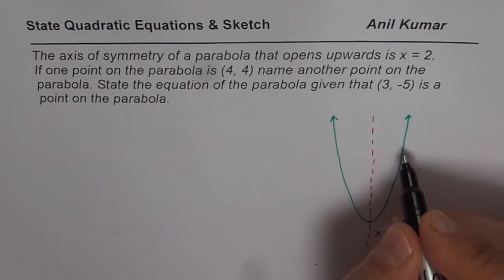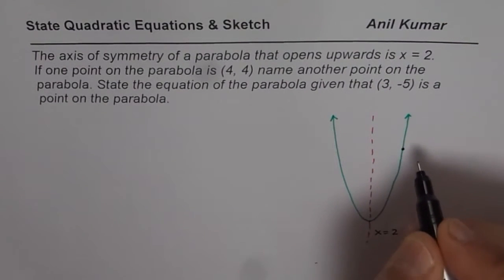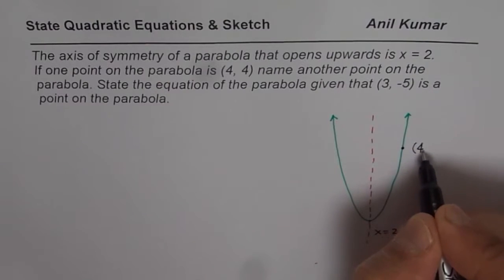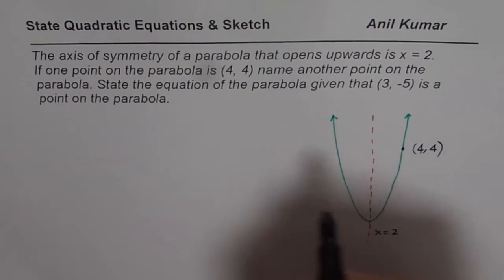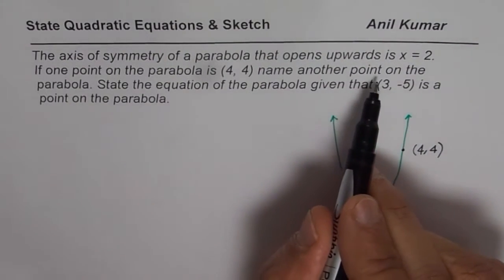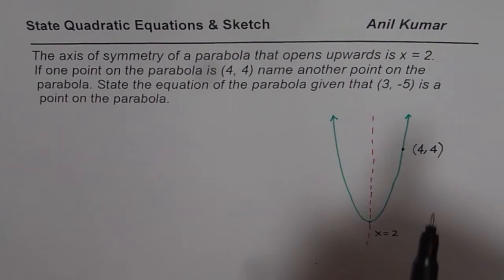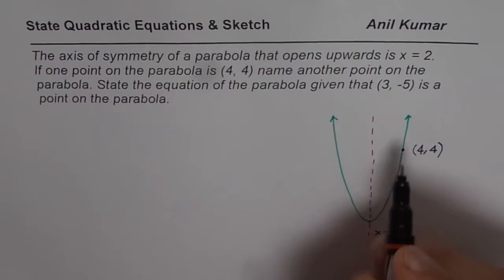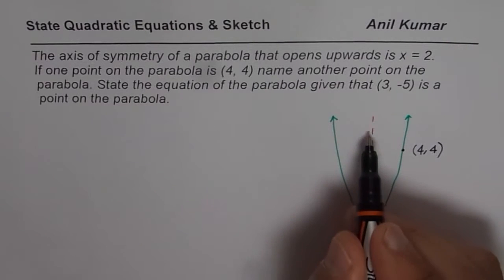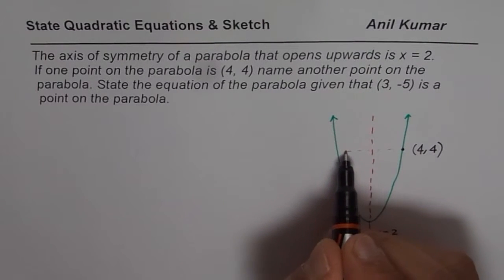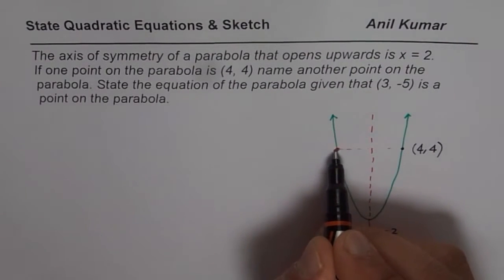So let us take a point here. Let us say this point is (4, 4), right? Now we have to name another point on the parabola. Why is this question being asked? This is what you should think about. Mainly because we are looking for a mirror image of this point. We are given the axis, so we are looking for a mirror image. So we are looking for this point.